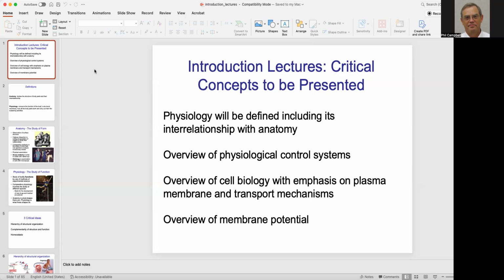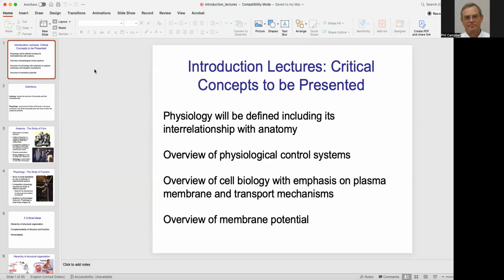So this is what I intend for you to get out of this particular lecture series. I'm going to introduce physiology. What is it, especially compared to anatomy, and how the two are intertwined and can't technically be separated. And then I'm going to do an overview of physiological control systems, because basically that's what physiology is. It's nothing but control systems. Okay. And I will also introduce cell biology.